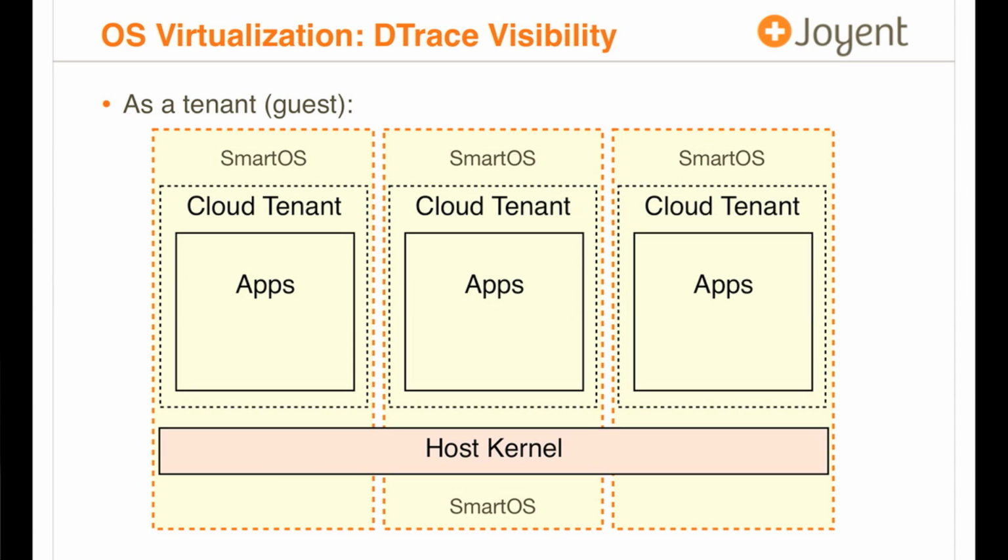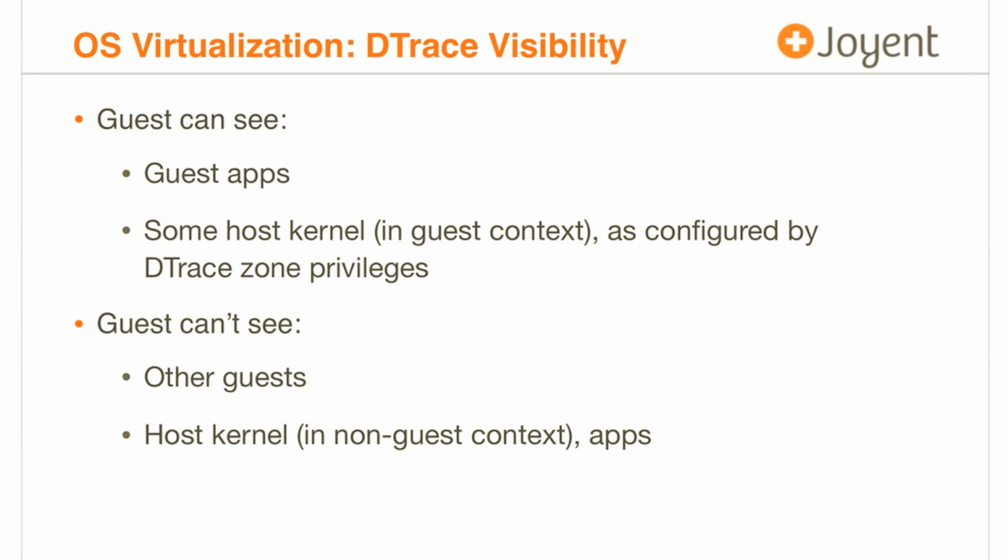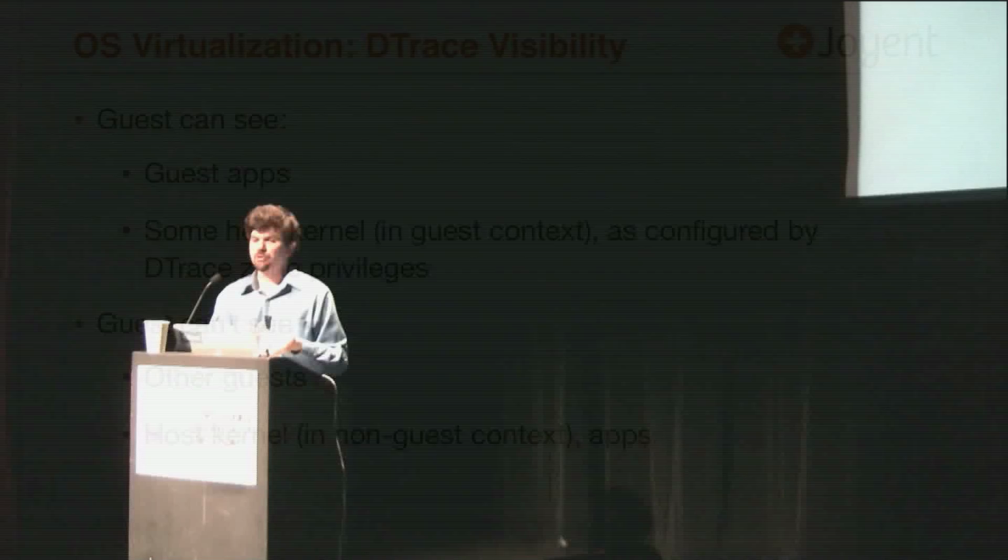As a tenant on the OS virtualization, you get to see yourself. I've drawn a dashed line because you don't get to see everything. You get to see things that you're supposed to be able to see. You can definitely see all your applications and what you're doing to the system call interface. You get to see some kernel visibility as well. So your apps host kernel in guest context so that there's no sharing of information between tenants. You can't arbitrarily view the kernel so that you could see someone else's information. That's the scope of DTracing the cloud.